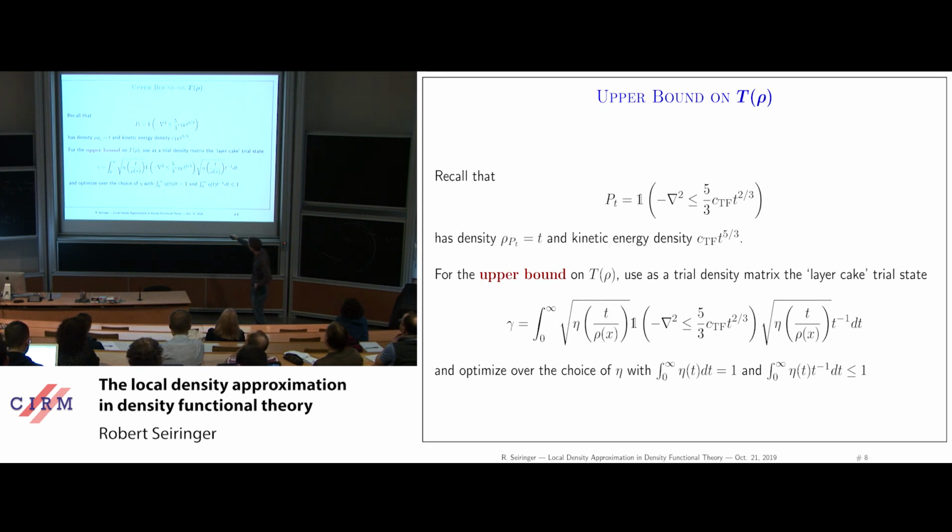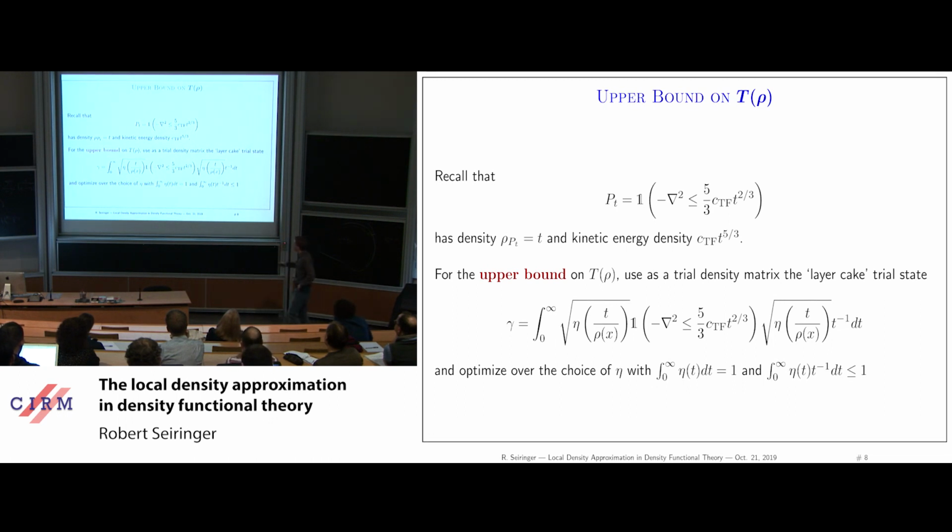So this normalization guarantees that indeed the density of this gamma will be rho of x, and we have a constraint on eta, because we want this density matrix also to satisfy the Pauli principle. So it should be less than 1. The guy in the middle is clearly less than 1, so we can drop it for an upper bound, and write it as 1. Then what is left is that the rho scales out, because this is scale invariant, it doesn't depend on x anymore, and we just get the integral of eta times 1 over t dt, and this should be less than 1.